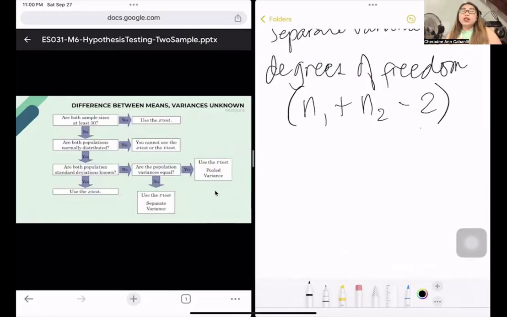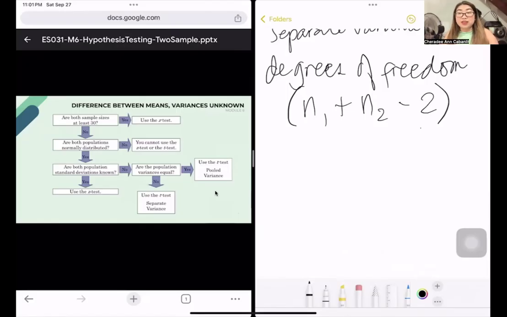Okay, so for you to have a guide on this one, you will have to ask yourself now, are both sample sizes at least 30? If it's 30, then okay, go ahead, use z-test. Ma'am, can you give us more than 30 na lang so that we will not use pooled or separate variance t-test? However, if the sample sizes are less than 30, which is our golden rule, now we will ask the next question. Are both populations normally distributed? If yes, then we proceed with the next question. However, if it's a no, you cannot use the z-test.